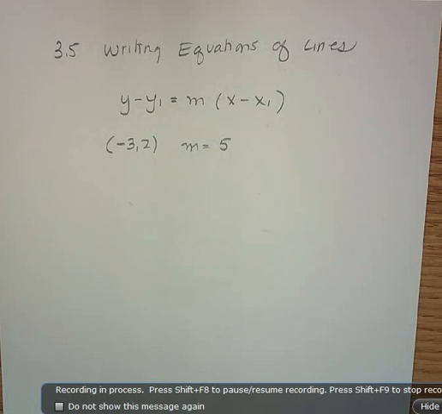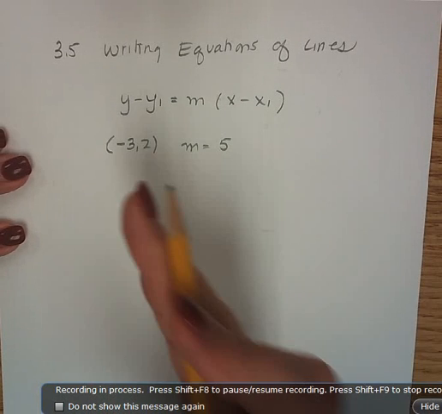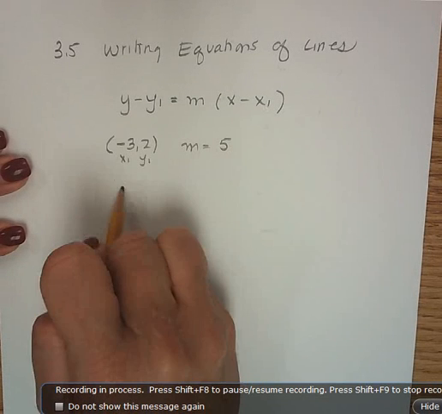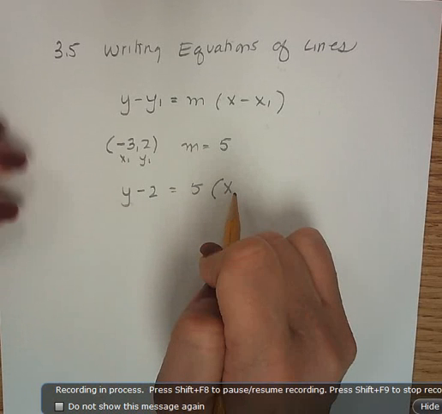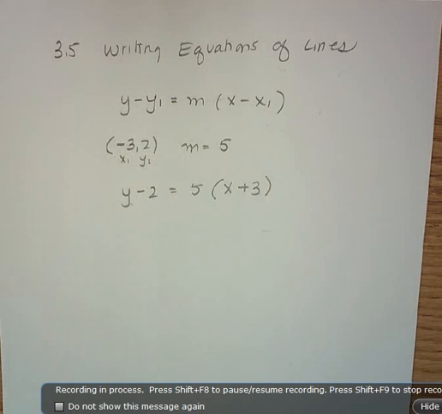So then I can throw it in. Here's x1, y1, and here's the slope. So y minus 2, slope, x minus negative 3 becomes x plus 3. That's point-slope form. So now to write the equation of a line, all I do is simplify this. So I distribute.